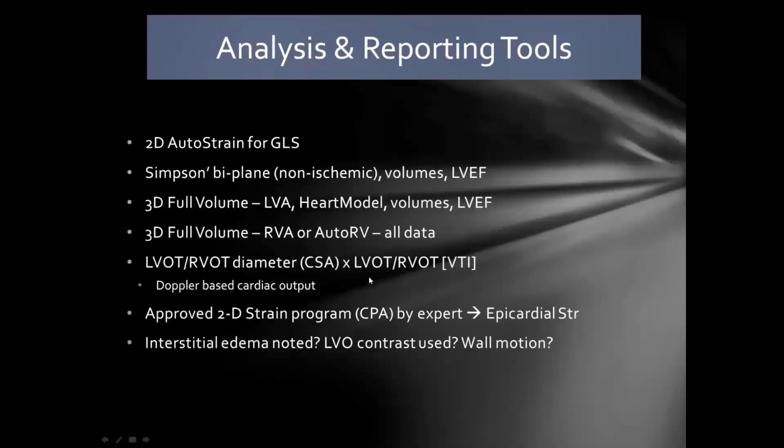If you have an approved 2D strain program and you want to do some work on these patients, and the sonographer has done the rapid acquire protocol to get the images that you need to do this, which are basically the same images we've already looked at, to be honest, then they may be able to use CPA or some other program they have on another vendor to look at epicardial strain and do some retrospective study from that.